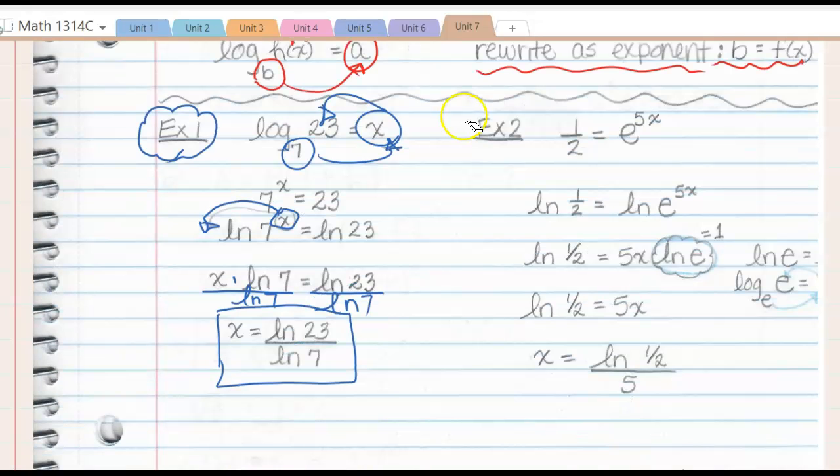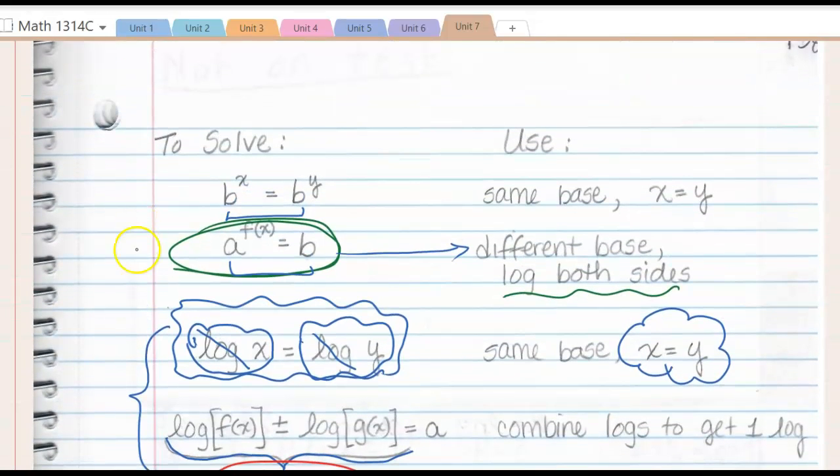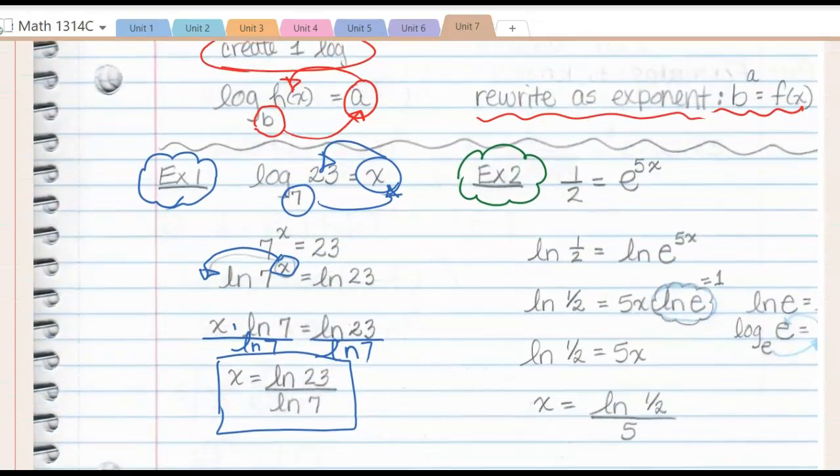Now let's do example number 2. We have 1/2 is equal to e to the 5x. If we come up here, we realize that we have this second case of exponential equations, where we have 1/2 on one side and then we have e with our exponent containing our x. So we have different bases, so we're going to take the log of both sides. The hint to the wise here is that since we have e as a base, we should use natural log in order to solve this problem.